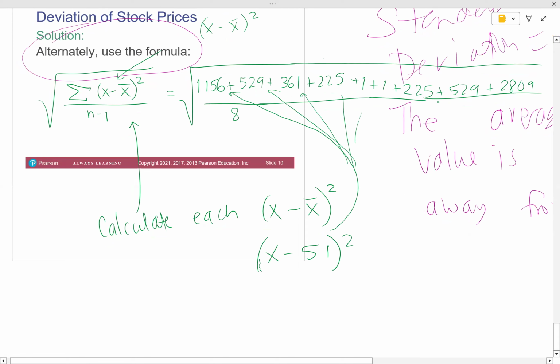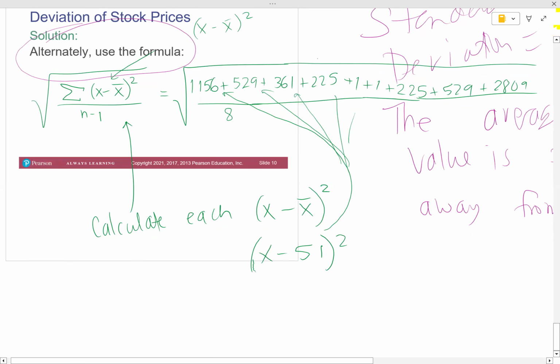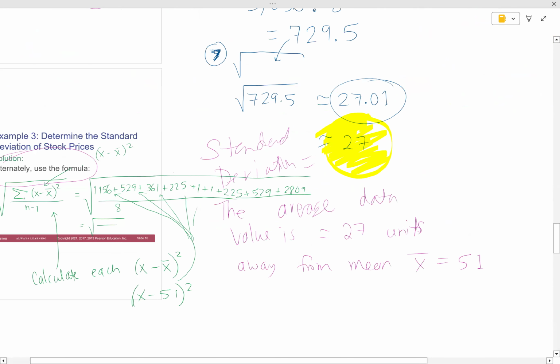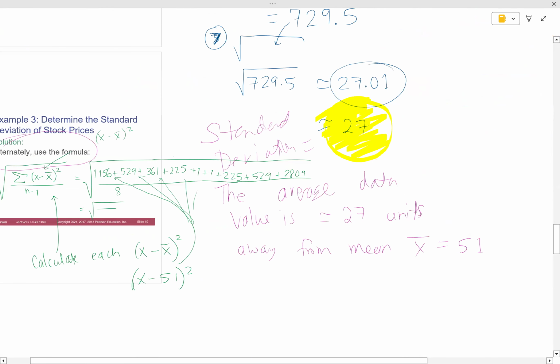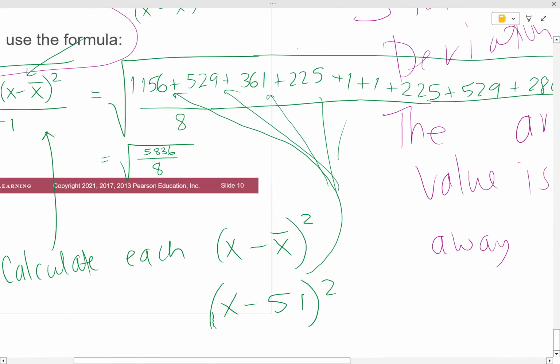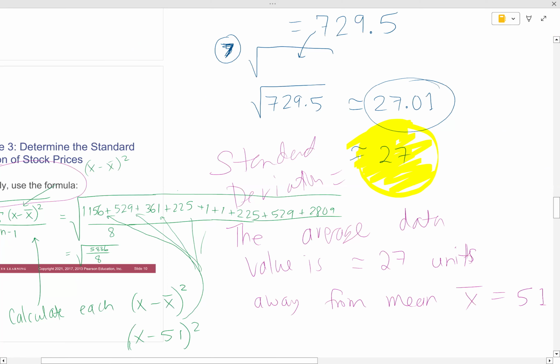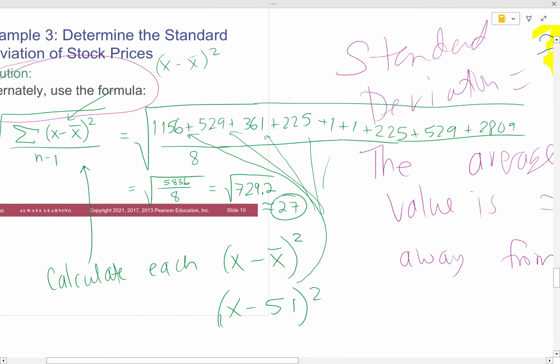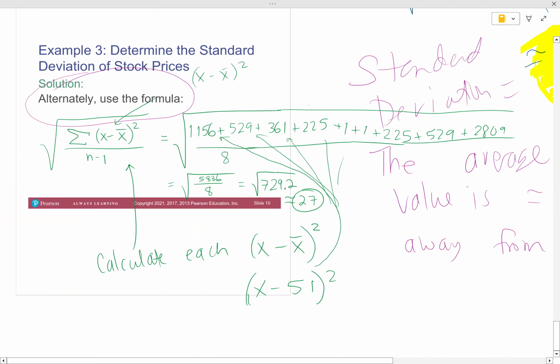And then first I had to add all those together. If I had done it this way, what was the sum of all those numbers in the numerator? It was 5836, I think. 5836. And then I divide that by 8. And what did we get for that? It was, before we square rooted, 729.2. I haven't done the square root yet. And then when I square rooted it, I got about 27. So what I just showed here is really the same thing that we did earlier. I just wanted to show it both ways, either using that 7-step procedure or doing the formula.